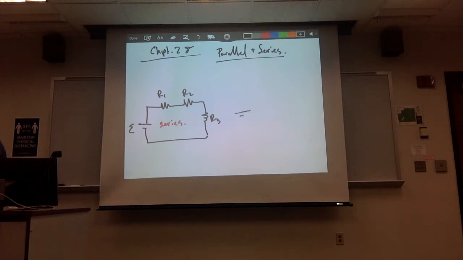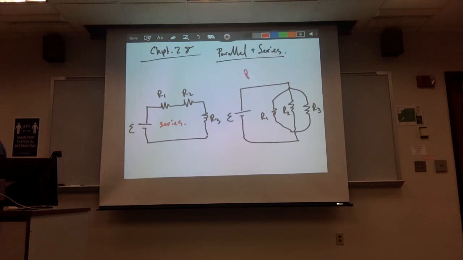Same thing, put a battery here. I'm going to connect that then to these guys. So here's one resistor. Here's my second resistor. Here's my third resistor. So here's my EMF. This is resistors R1, R2, and R3. And this is what we call parallel. And as a side note, for all of you who have lab today, this is what we're doing in lab today. You're going to measure these things.